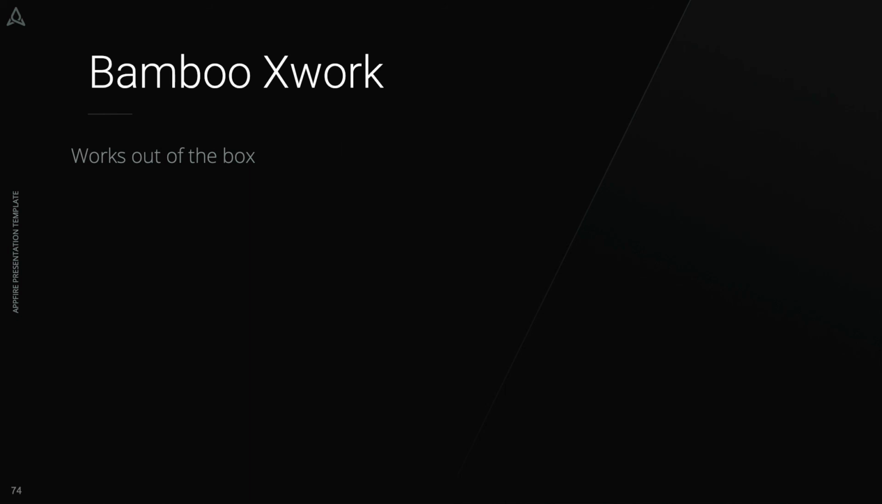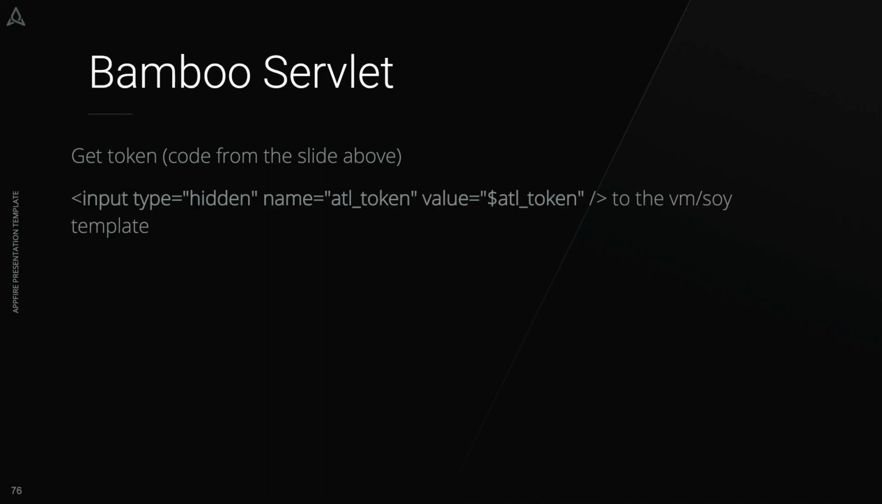Bamboo XWork, everything works out of the box. You don't need to do anything. You just add the XWork, and Atlassian will take care of everything: generating the CSRF token, sending it to the client, getting it back from the client, validating it, just everything. Bamboo Servlet, again, you can, for example, get the token with the code I provided, then add the input type to the VM or soy template, and then validate the token. So everything can be done by hand, or you can use SAL as usual.